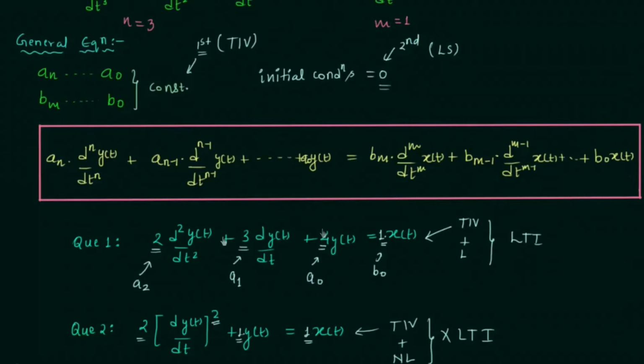Then look for the derivatives. The derivatives should not have any non-linear operators operating on them. Like in example number 2, we saw a square operator operating on the derivative of output y(t). So whenever such operators are operating, this means the system is non-linear.